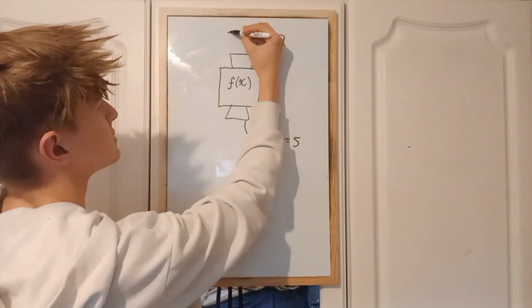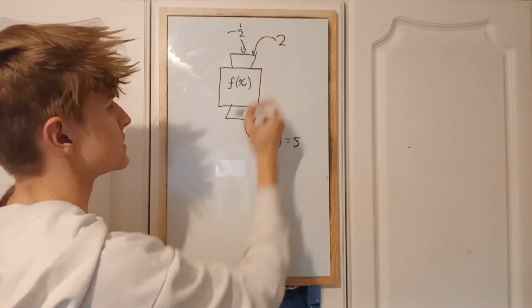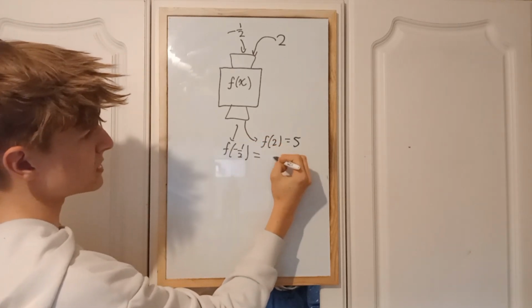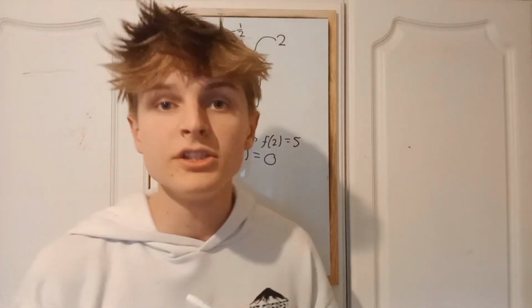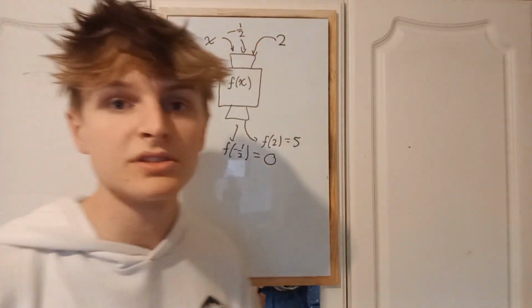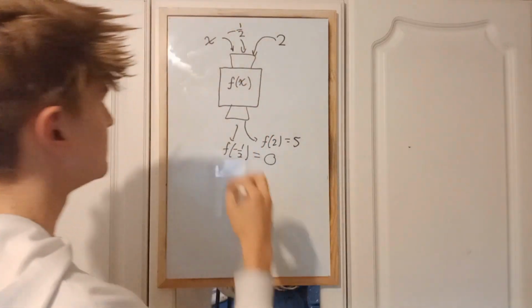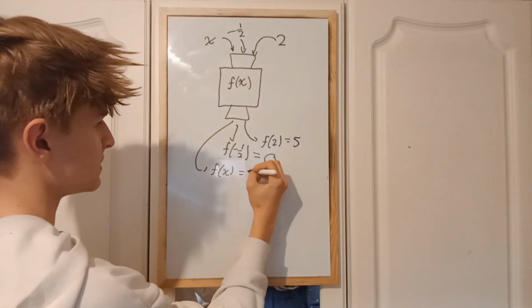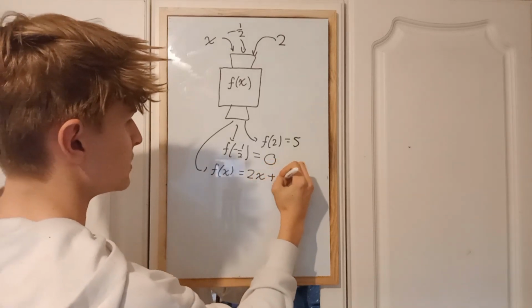Or, for example, you could just shove in negative a half to this function, and you'll get f of negative a half, which equals a big lovely 0. But in general, if you put in any number x, real, rational, integer, irrational, doesn't matter, you'll end up with f of x, and that will equal 2 times your input plus 1.